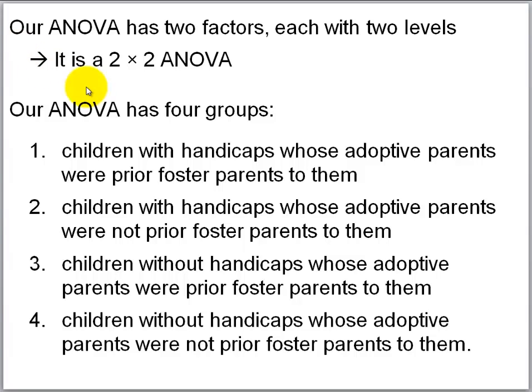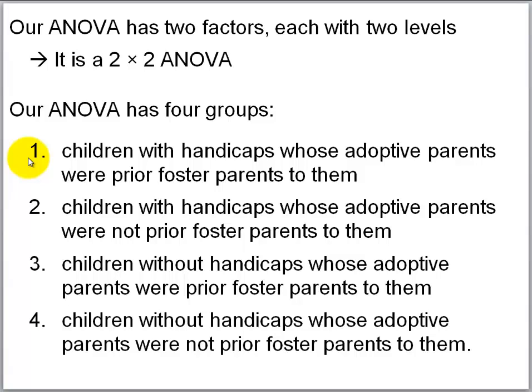So there we have here two factors. The first number conveys the first factor, the second the second. The first number is a 2. That conveys that the first factor has two levels. The second number is also a 2. So that's conveying that our second factor also has two levels. So we have got a 2x2 ANOVA. And our ANOVA, in essence, has four different groups.